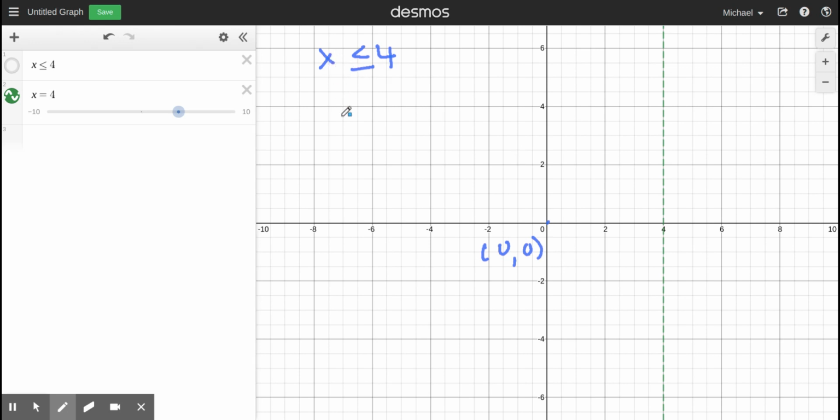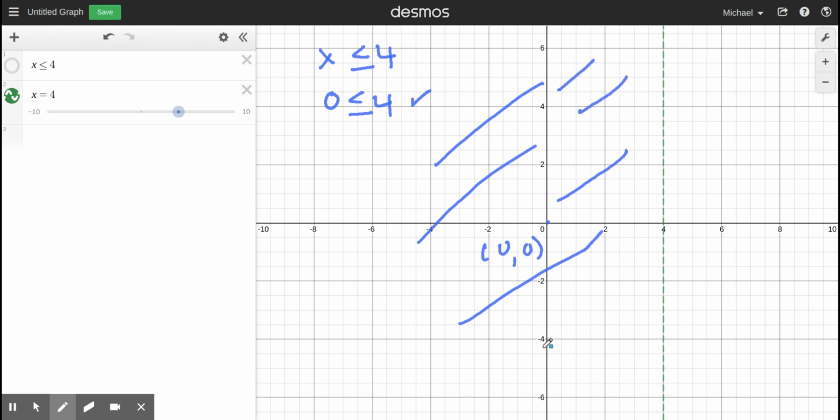Plug in 0 for x. There's no y to plug in, so I just leave it out. And on the right side, I have 4. So I look at that statement, 0 less than or equal to 4. Is that true? Well, yes, it is. 0 is less than or equal to 4. That's true. So that tells me I'm going to shade on the same side of the line as my test point, which is on the left side of the line. So that left side of the line is shaded.